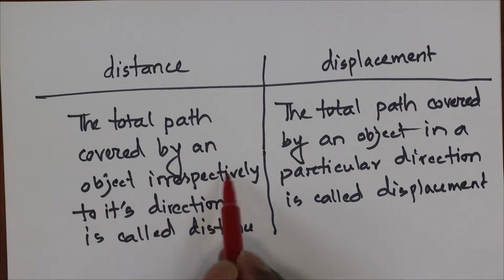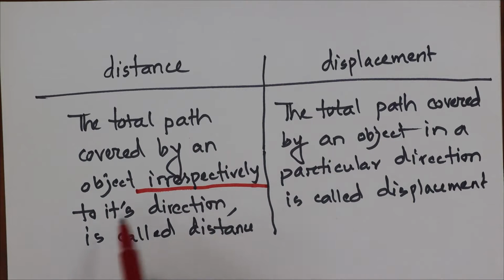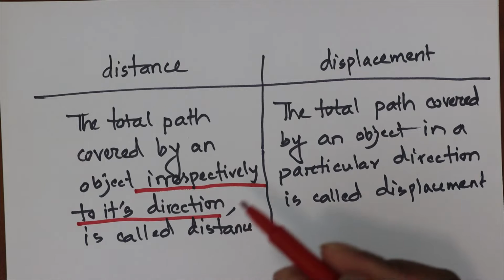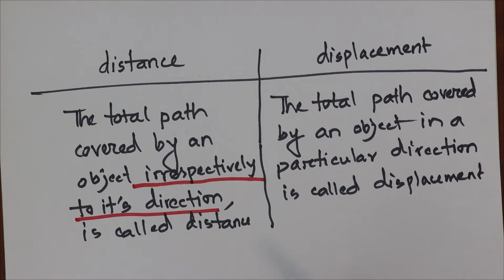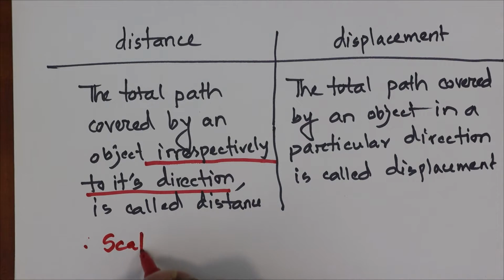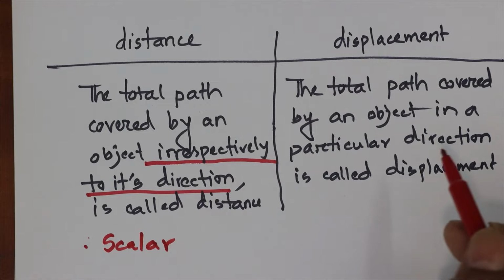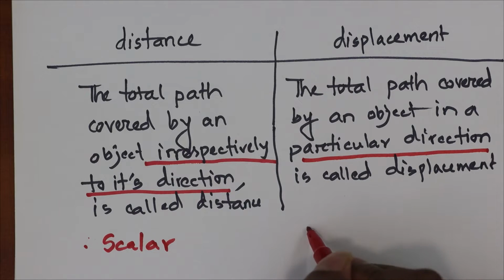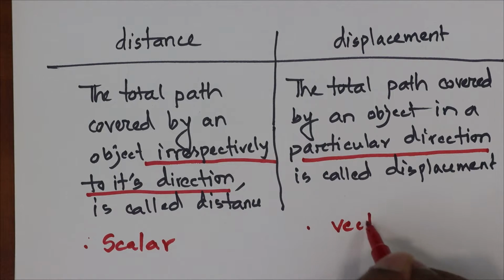So total path covered by an object irrespective of its direction. So there is no specific direction, only magnitude. That's why distance is a scalar quantity. On the other hand, the total path covered by an object in a particular direction is a vector quantity. So displacement is a vector quantity.